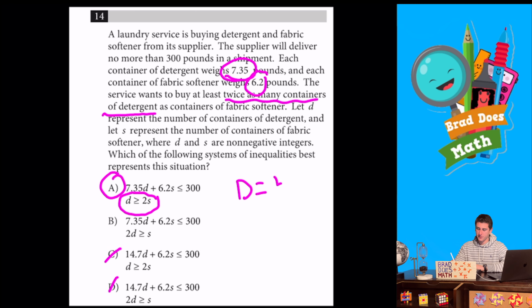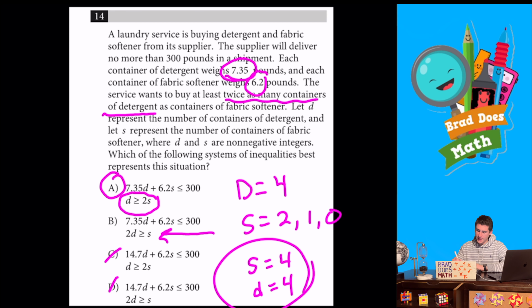For instance, we can make up numbers. We can say D equals 4, and if detergent needs to be at least twice as much as the softener, S would need to be like 2 or 1 or 0. So that will only work with this inequality. If you try doing it here, 2D is greater than or equal to S, well, then we could say that, for instance, S equals 4 and D equals 4, which obviously can't be the case. It'll work here, but it won't satisfy the need of twice as many containers of detergent as softener.